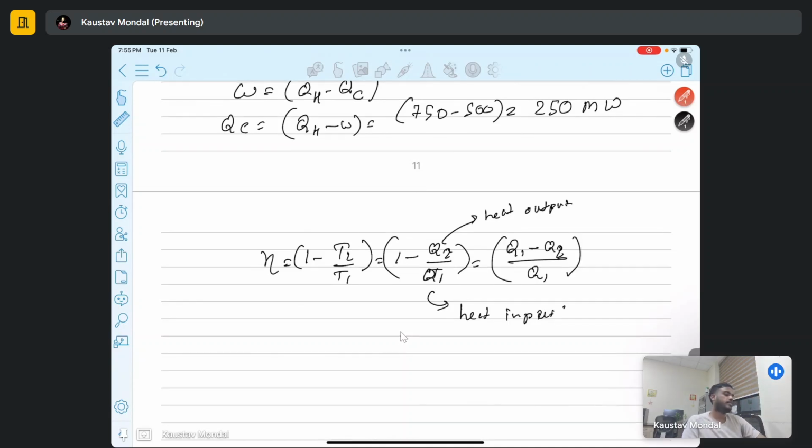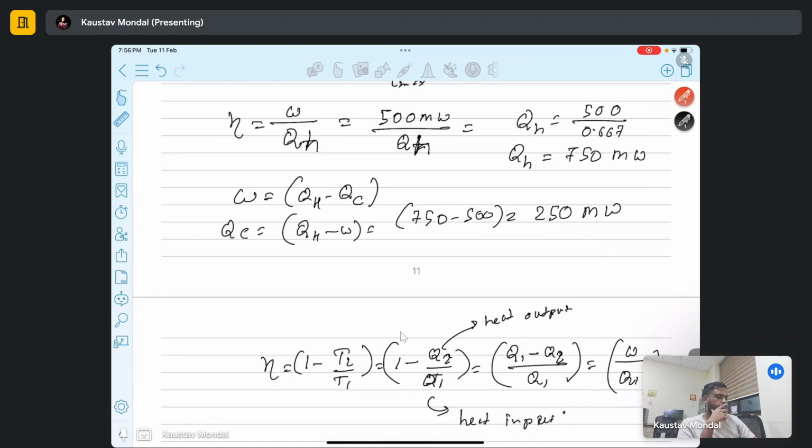That means there is heat rejected because the system is itself doing some work, right? So because of that, there is some heat that should be rejected, and that is mentioned here as QH. That is Q1 minus Q2. So this basically gives me the work done, and Q1 means the heat input. So this same relation I've used here.